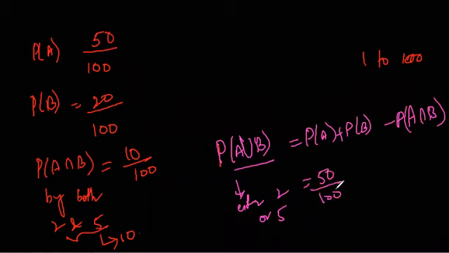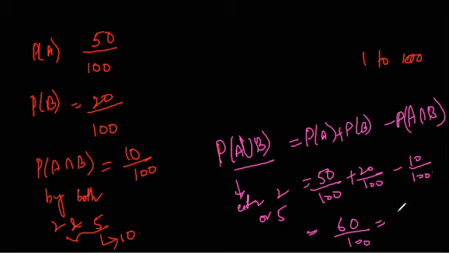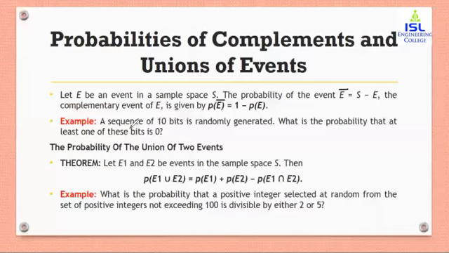So 50 by 100 plus 20 by 100 minus 10 by 100. So this is equivalent to 60 by 100, or we can even write it as 3 by 5. Okay, so this is the solution for the problem. Another problem was a sequence for the complement.